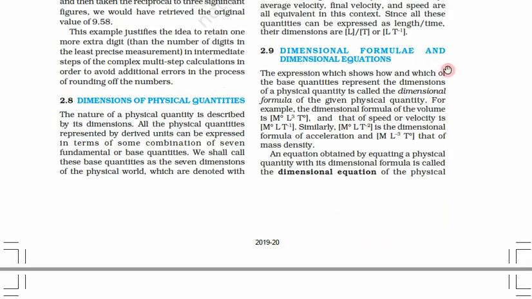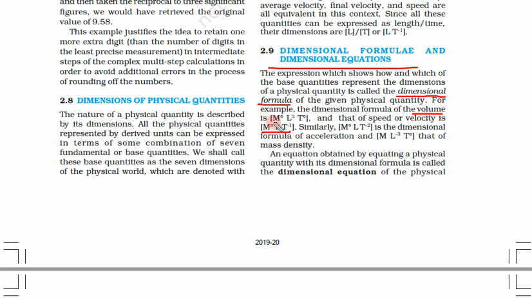Now dimensional formulae and dimensional equations. The expression which shows how and which of the base quantities represent dimensions of a physical quantity is called the dimensional formula of the physical quantity. So the dimensional formula of volume is M0 L cube T to the power 0. So this is the dimensional formula. Also the dimensional formula of velocity is LT minus 1. So this is the dimensional formula of velocity.